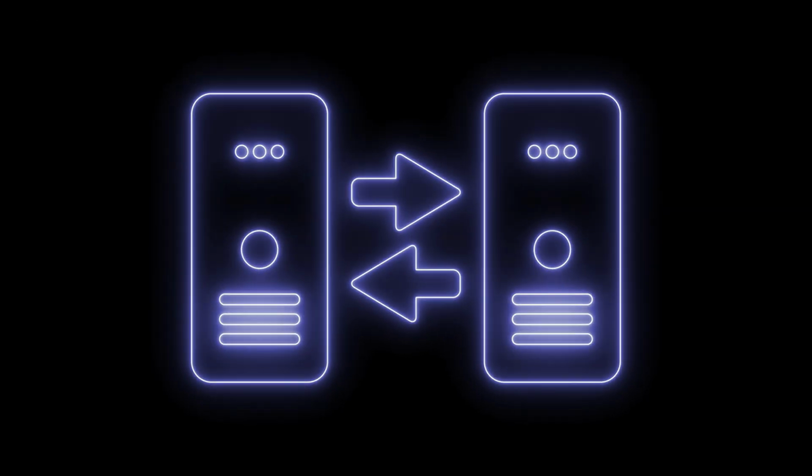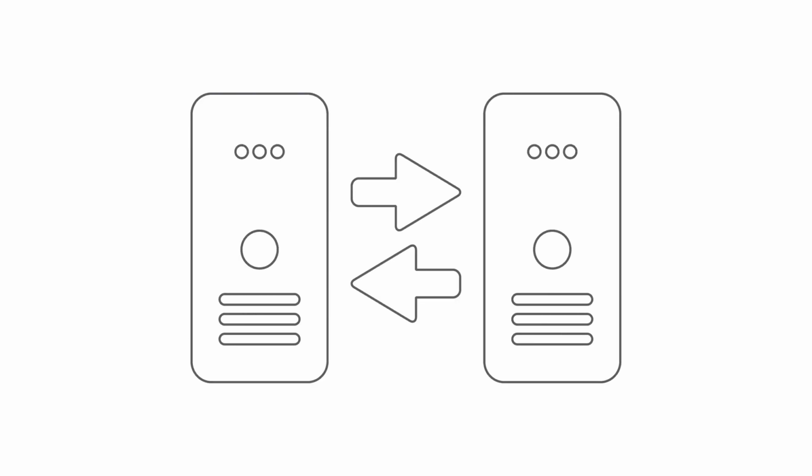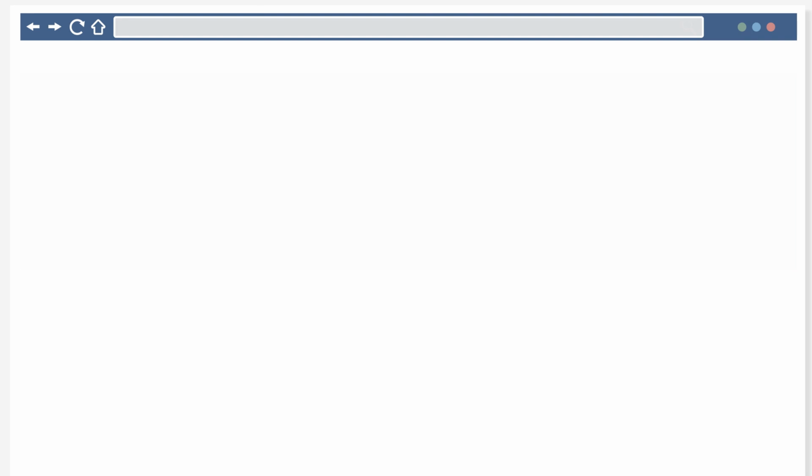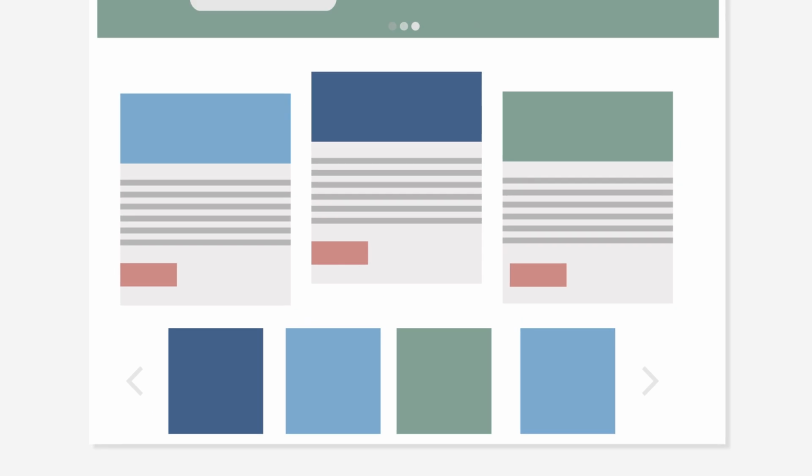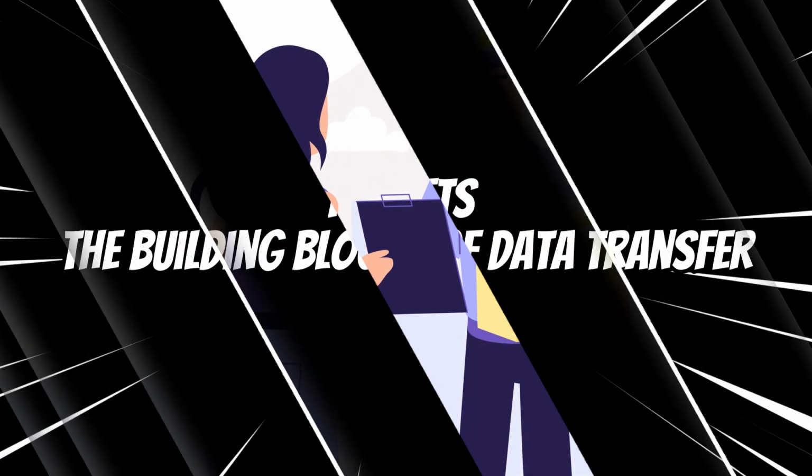TCP/IP, that is transmission control protocol and internet protocol, is the backbone of the internet, ensuring data packets are sent and received correctly. You can take an example like when you visit a website, your browser uses HTTPS to securely fetch the data. Think of it as sending a package through a trusted courier.